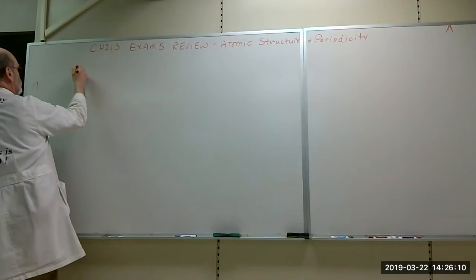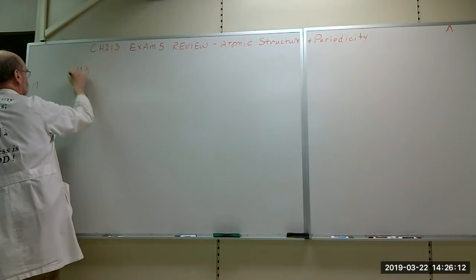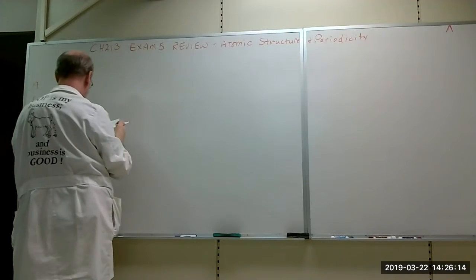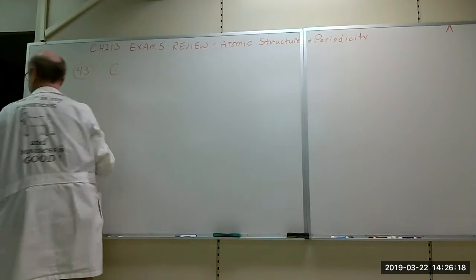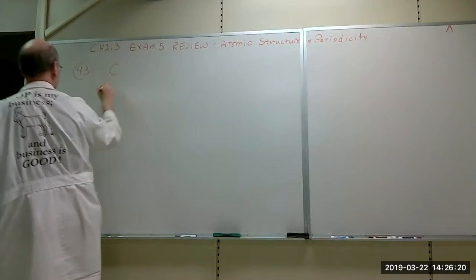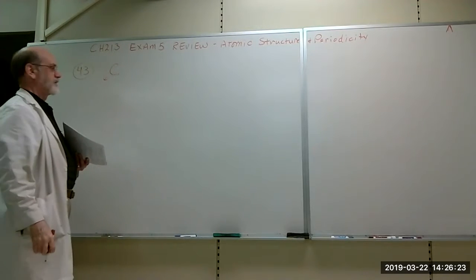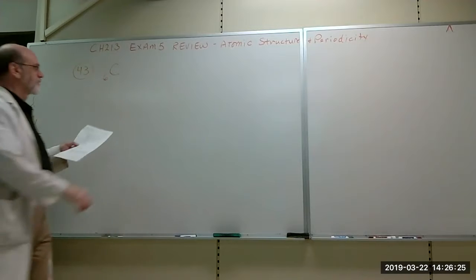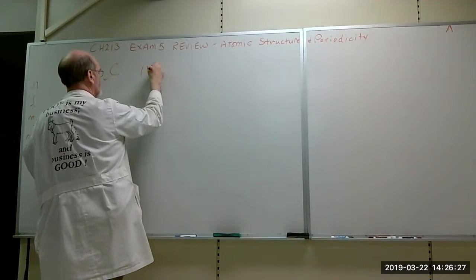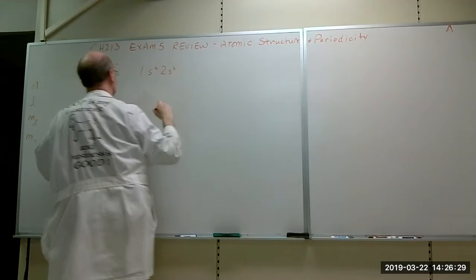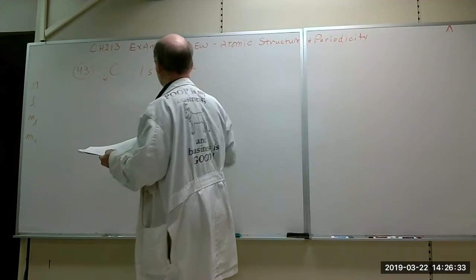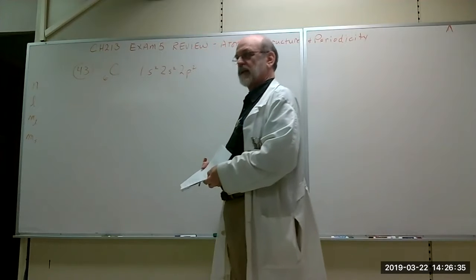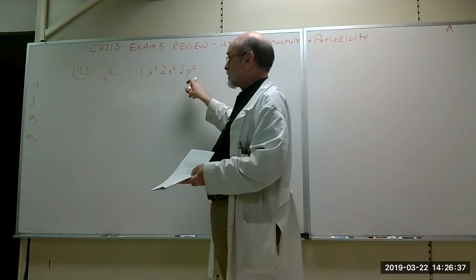Let's see, 43. So the electronic structure for carbon, and we're going to do this one complete. So carbon has how many protons? 6. Okay, so that means 6 electrons. And we do 1s2, 2s2, that's 4, we need 2 more. 2p2. That's the electronic structure for carbon.